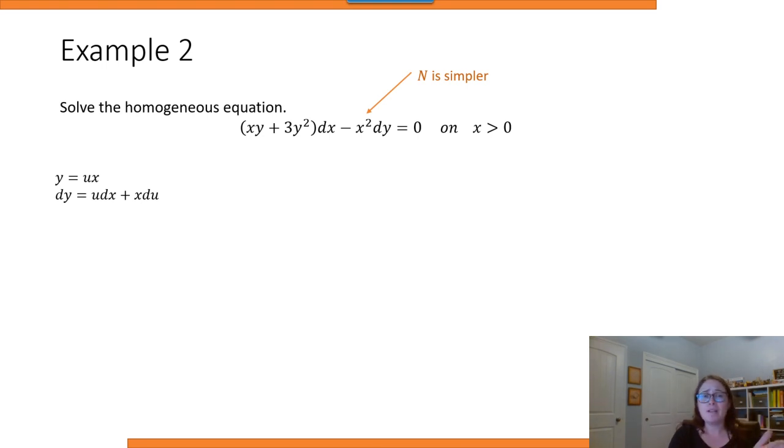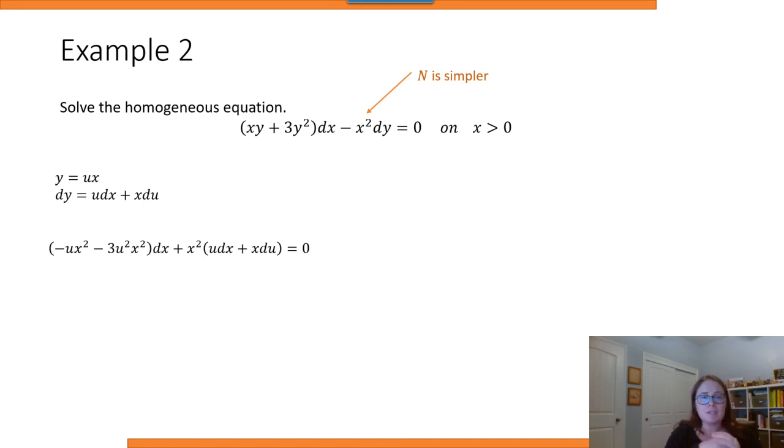Okay, so I'm going to go through this equation and start rewriting it. Every time I hit a y, I'll replace it with ux. Every time I hit a dy, I'll replace it with that product rule. So it looks something like this. These get a little messy sometimes, but I've replaced all of the y's and the dy's with ux's.